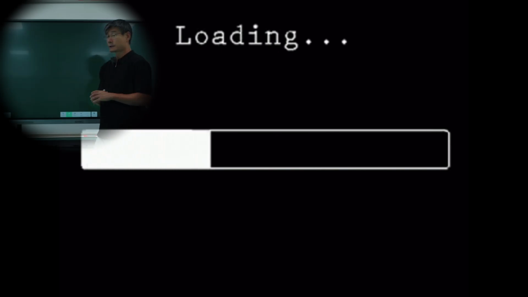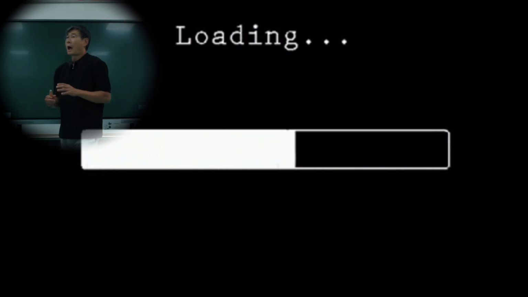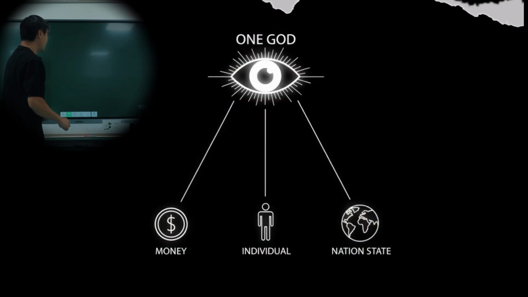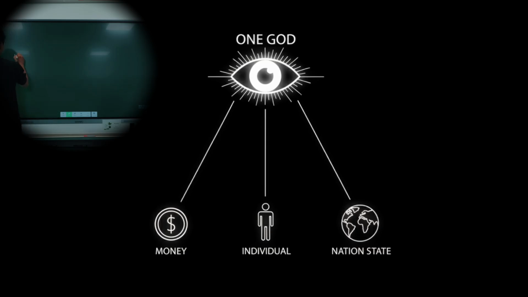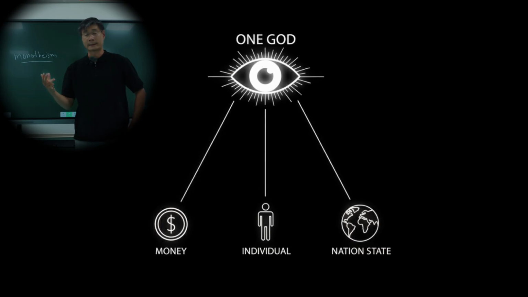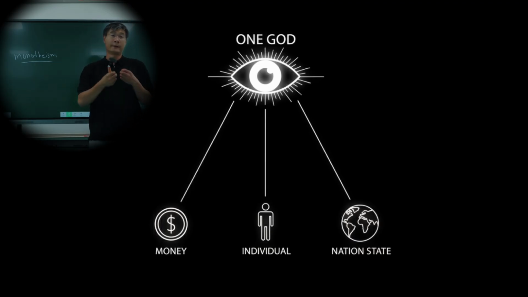Okay, so let's start class. I'm going to review very quickly what we did last class. So last class, we learned about monotheism, which is the idea of one true God. And as I said last class, this marked an intellectual revolution in human history.